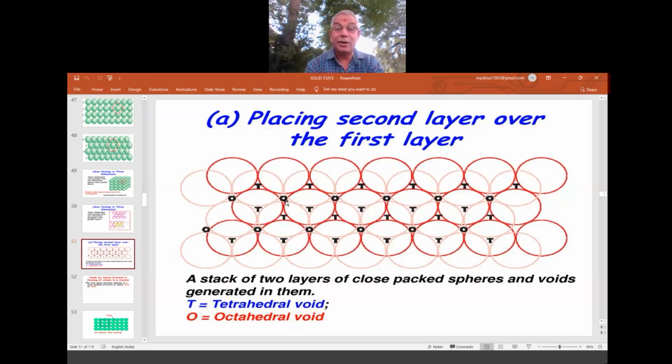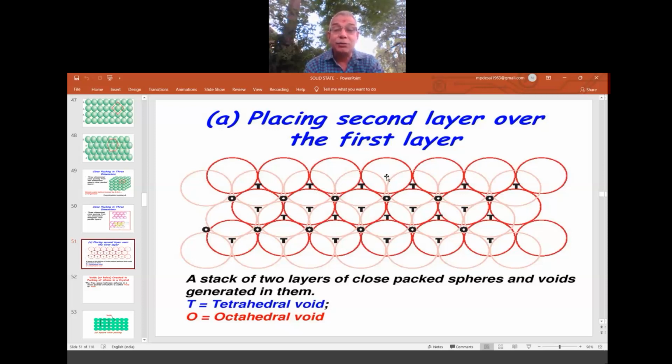So that's why I have written here octahedral void, tetrahedral void. All these are tetrahedral voids, and all these are octahedral. You have to arrange like this only. So how to keep in this way? Whenever you keep the second layer over the first layer, you have to keep it in this way only, so that tetrahedral voids are covered. I am covering the tetrahedral void with this sphere.